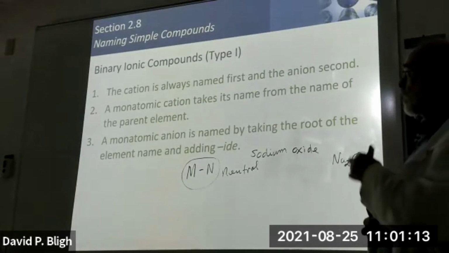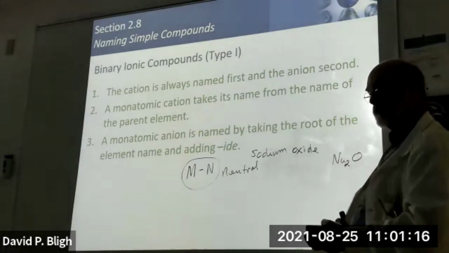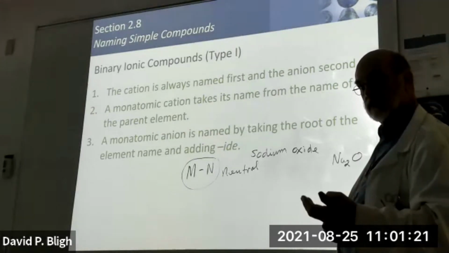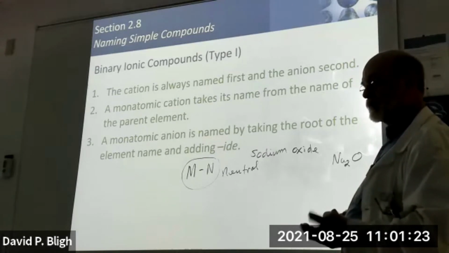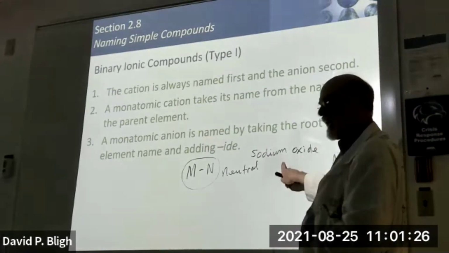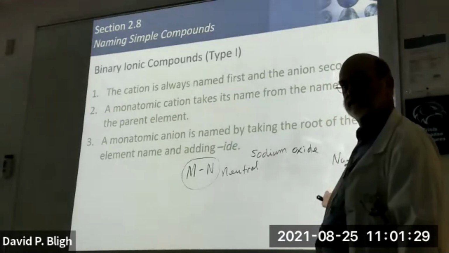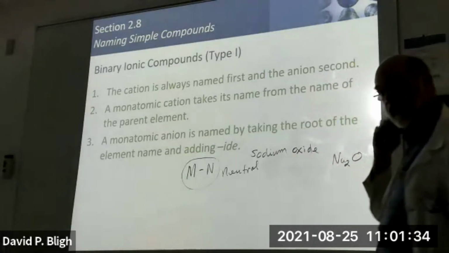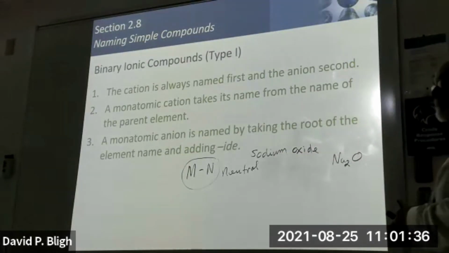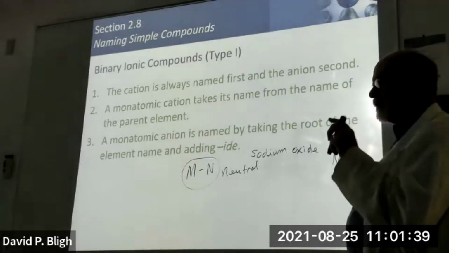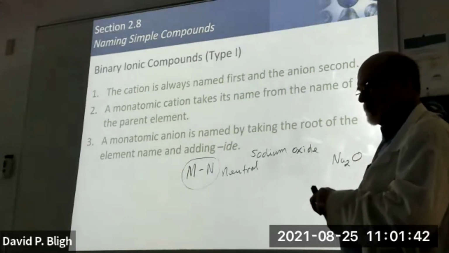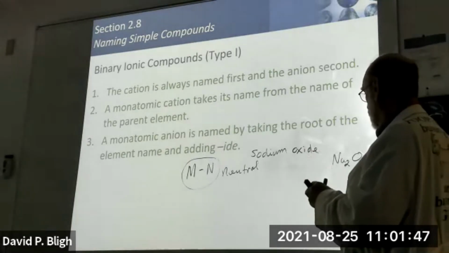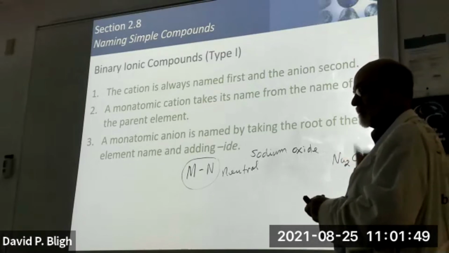That's another condition IUPAC imposed on writing and naming compounds: simple, non-redundant. In other words, if you say this, it can't be anything but that. Or if you write that, it has to be this. It can't be anything else. Actually, the term I should have used was non-ambiguous. It can't be multiple possibilities in either direction.